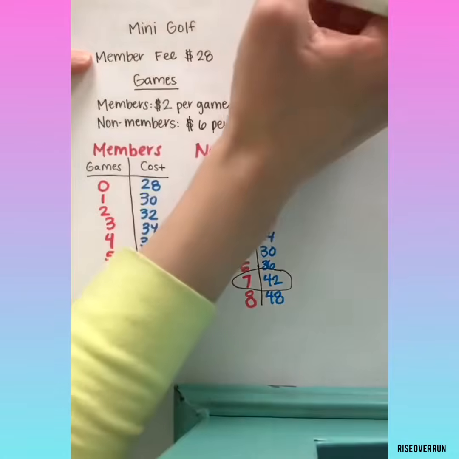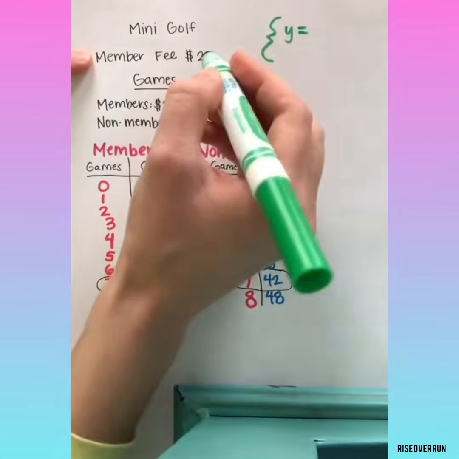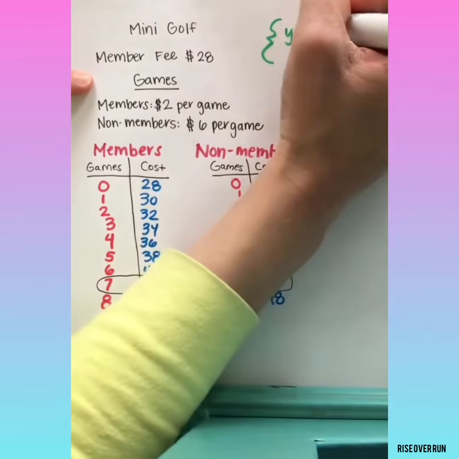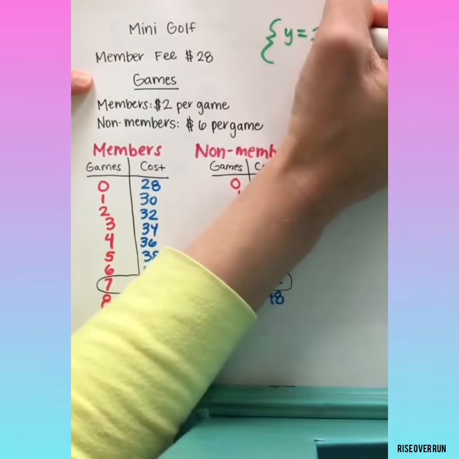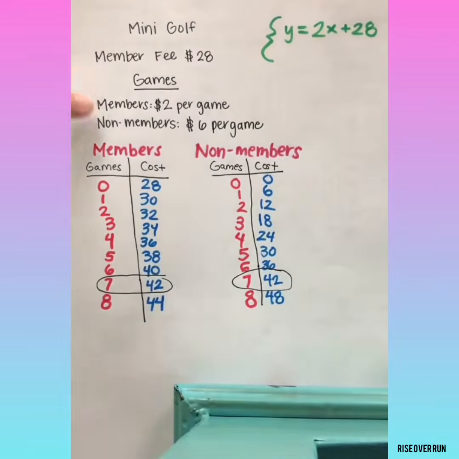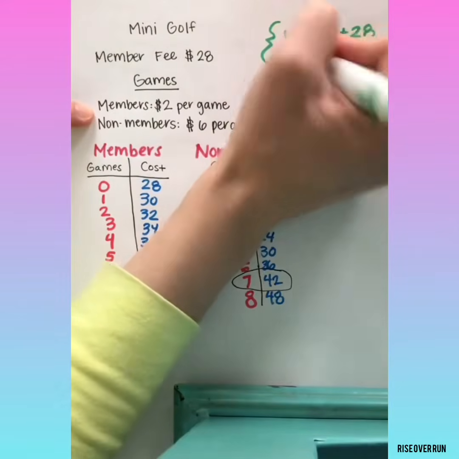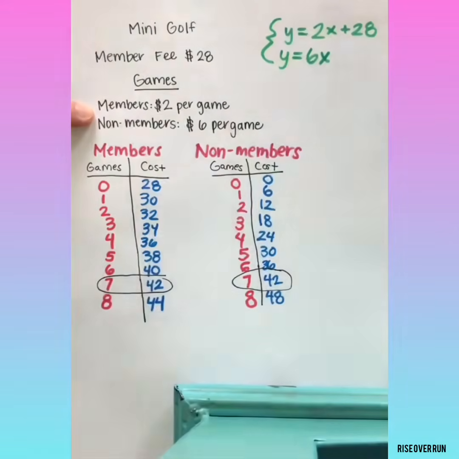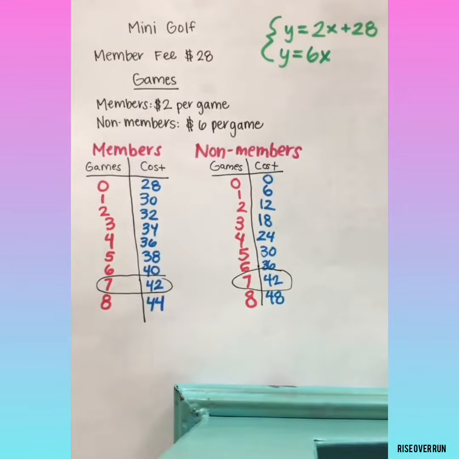What we could do is write two equations for members and non-members to set up our system. So members have a fee of $28 and they pay $2 per game. So that's $2 for every game plus $28. Non-members just pay $6 per game, no fee.